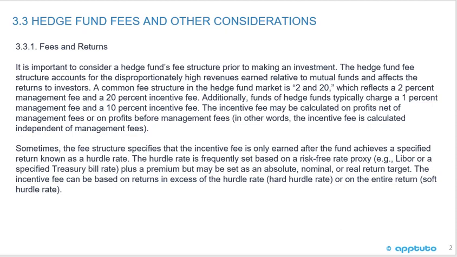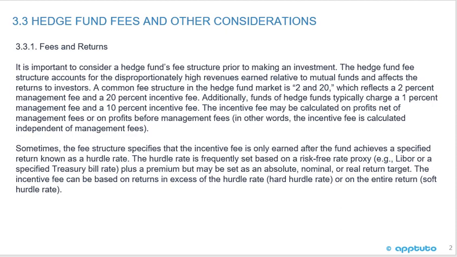The incentive fee may be calculated on profits net of management fees or on profits before management fees. In other words, the incentive fee is calculated independent of management fees. Sometimes the fee structure specifies that the incentive fee is only earned after the fund achieves a specified return known as the hurdle rate. The hurdle rate is frequently set based on a risk-free rate proxy, for example, LIBOR or a specified treasury bill rate, plus a premium, but may be set as an absolute, nominal, or real return target.